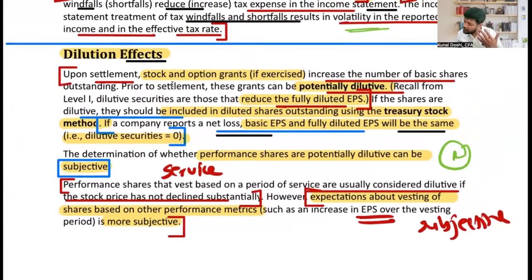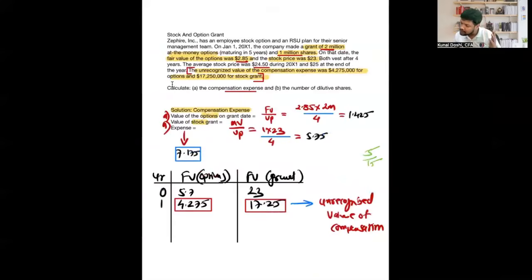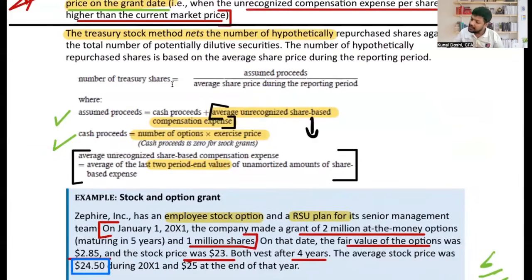But how will I know that expectation? Such increase in EPS, that is subjective, that is fine. What is the situation? When it comes to how much, there is a high chance that they will ask in the exam how to calculate the dilutive shares. Remember, here we use the treasury stock method.